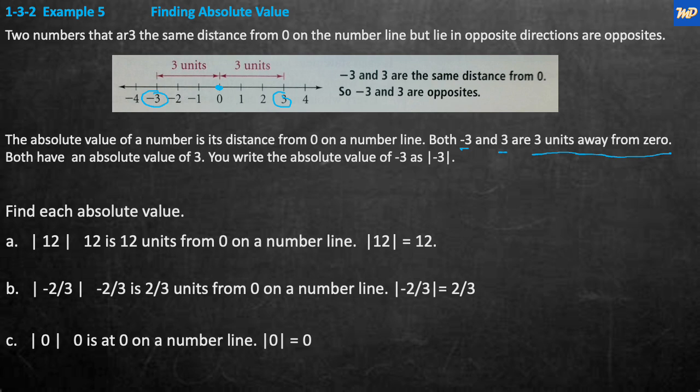How about B, the absolute value of negative 2/3? Okay, negative 2/3 is 2/3 units from 0 on the number line. So the absolute value of negative 2/3 is equal to 2/3. It's the units, nothing to do with the direction. And finally, how about the absolute value of 0? Well, 0 is at the 0 point on the number line, and the absolute value of 0 is 0.